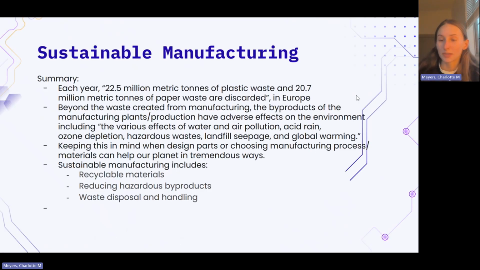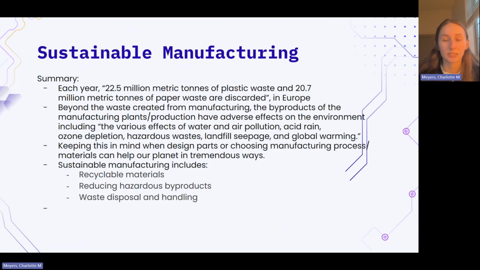To get started, the first topic that I chose to talk about is sustainable manufacturing. Sustainable manufacturing basically goes over the manufacturing process and tries to find ways to make it more sustainable, more environmentally cautious. I have written here that every year, 22.5 million metric tons of plastic waste are discarded. This is a quote from the textbook, and it shows the severity, the importance, and the need for sustainable manufacturing. Beyond this, there are various byproducts that happen because of manufacturing. This includes effects on the air, water pollution, acid rain, ozone depletion, hazardous waste, and global warming.